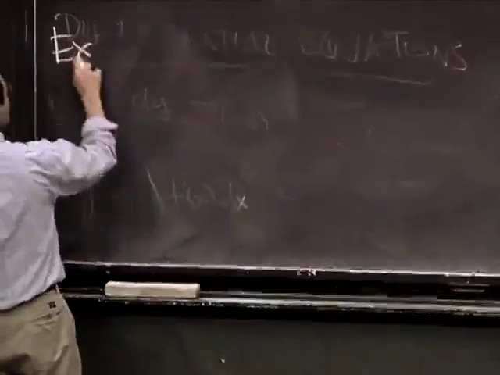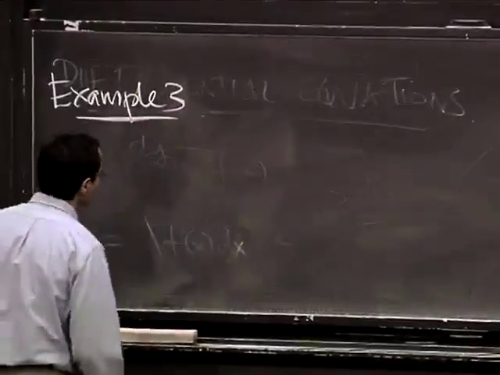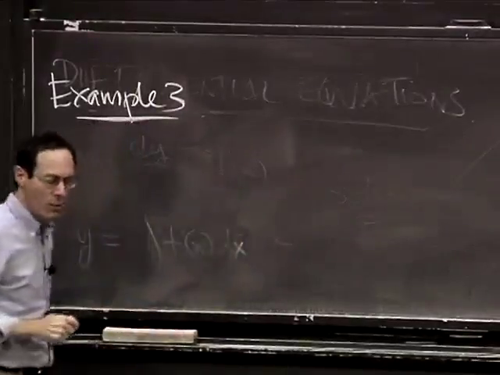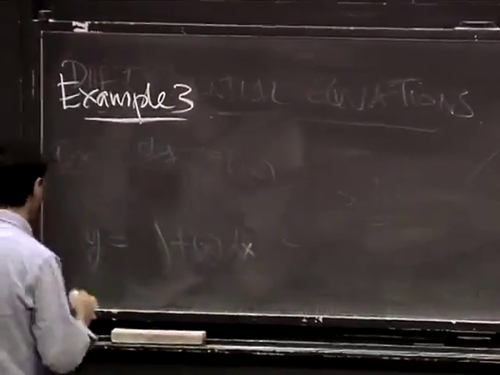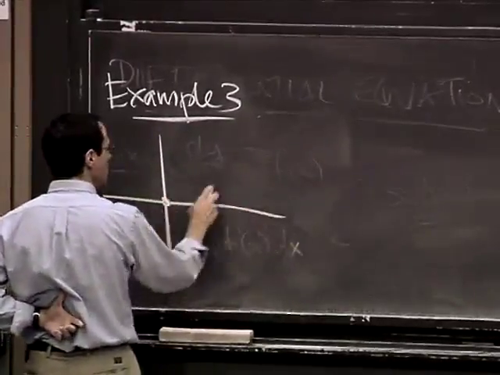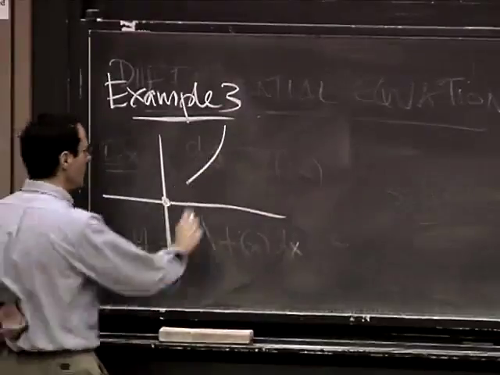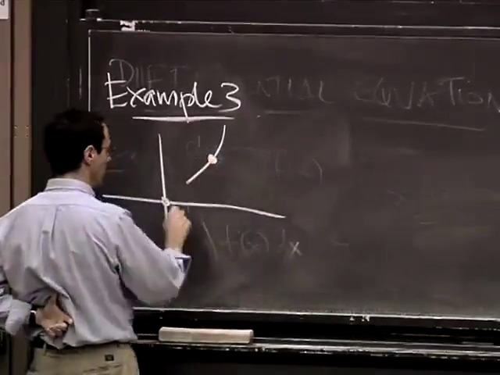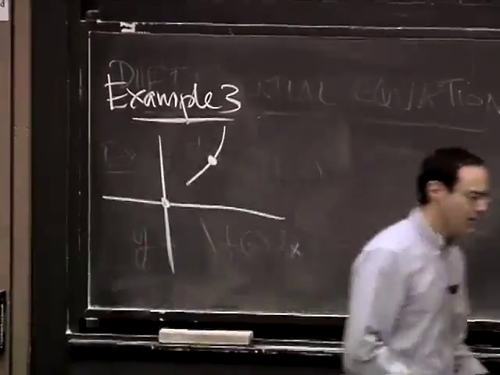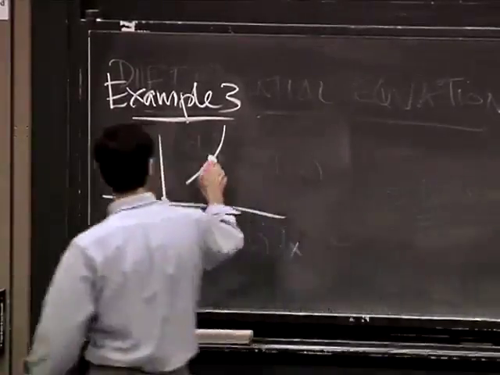Okay, so the third example is going to be taken as a kind of geometry problem. I'll draw a picture of it. Suppose you have a curve with the following property. If you take a point on the curve and you take the ray from the origin to the curve.